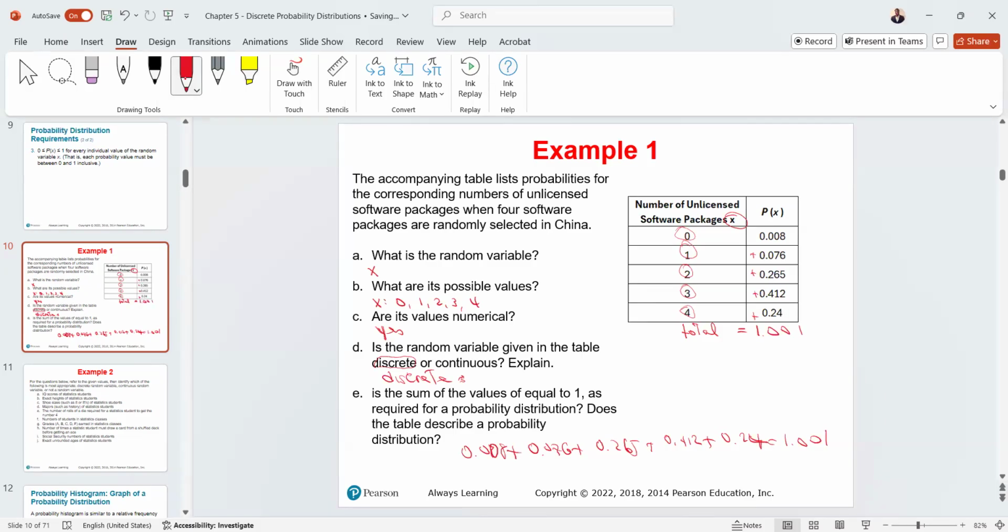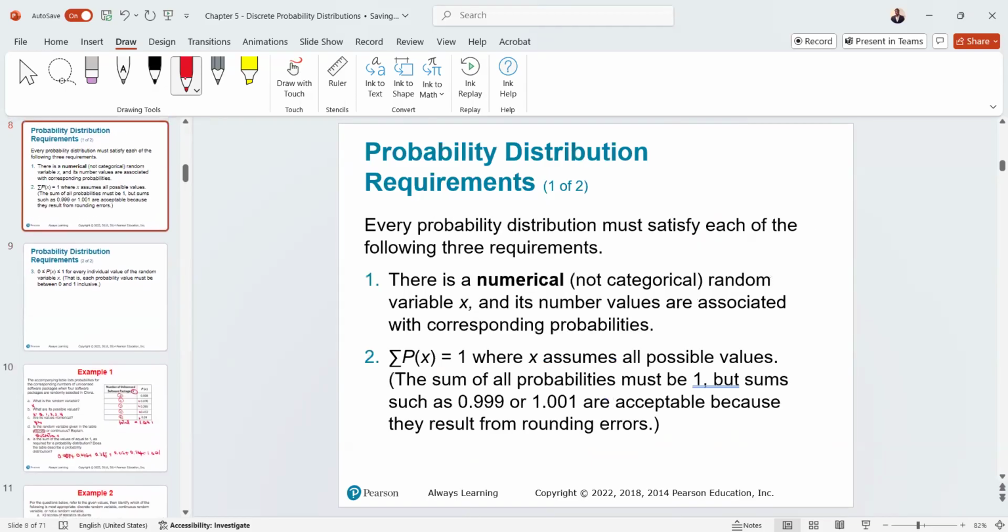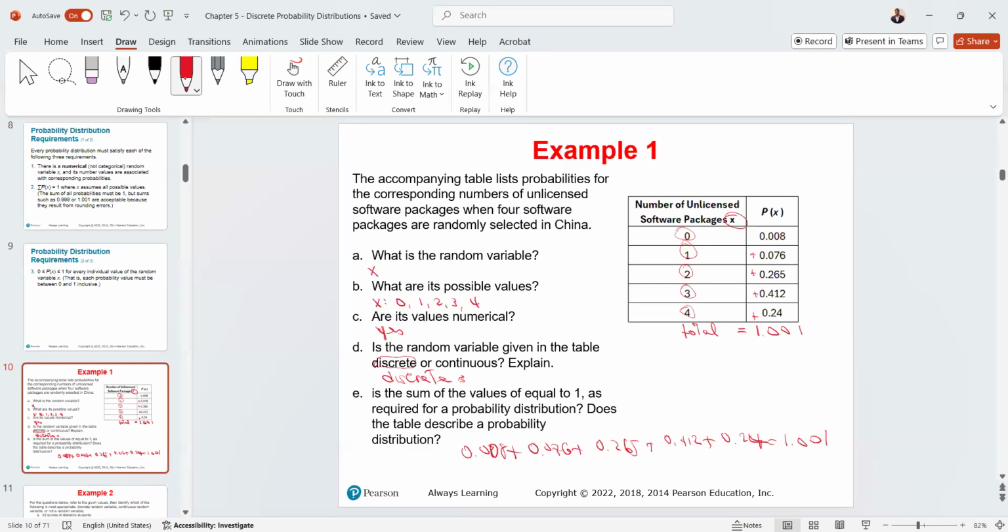Of course, remember in the previous one, we said that number 2, the sum of x, assuming all possible values, must be equal to 1. The sum of all probabilities must be 1, but sums such as 0.999 or 1.001 are acceptable because they result from rounding error. So the sum is not exactly 1 because of rounding error, but it is close enough to 1 to satisfy the requirement.